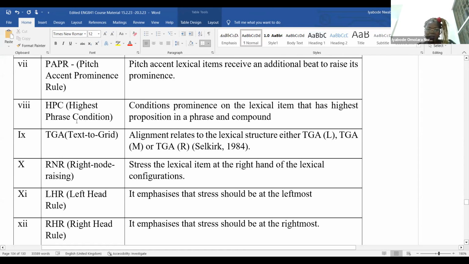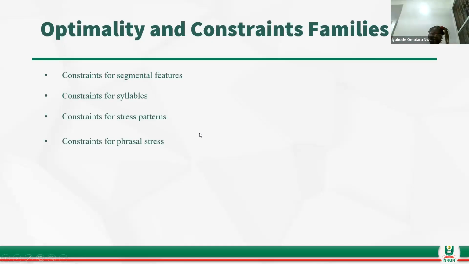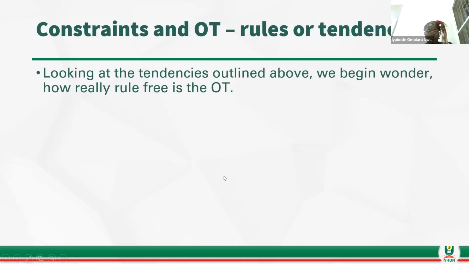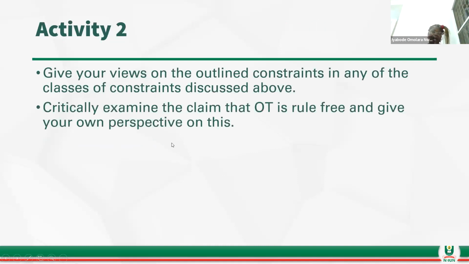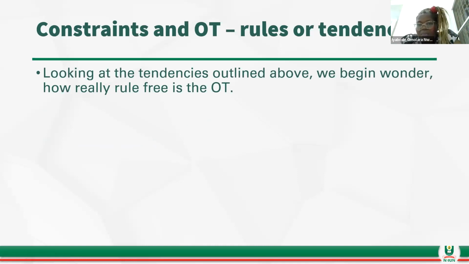You can digest this, but there's something I want us to look at. These are the different constraint families I've taken us through. Now, constraints and tendencies. I have a thought: looking at the tendencies outlined above, we begin to wonder how rule-free Optimality Theory really is. I want us to think about that.